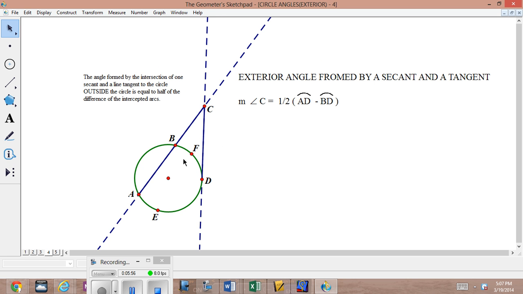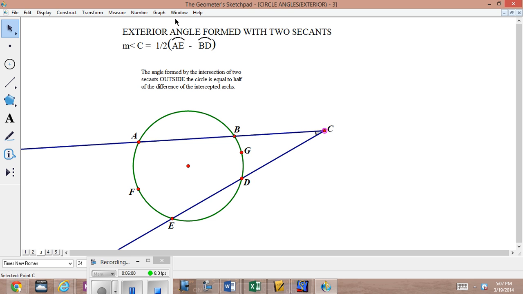The only difference is the way those angles are formed. So here's an angle formed with two secants. Two secants are lines that cut through the circle at 2 points. The formula says the measure of the exterior angle is 1/2 the difference of the arcs, the furthest arc minus the closest arc. So let's just confirm that.